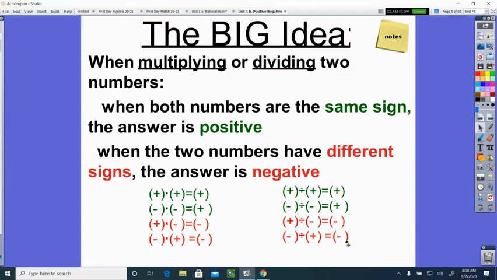Now, I have a silly little story. If you are good with this idea, that's great. But I have a little story that I use sometimes to kind of keep this in mind. My story only works. Did everybody hear the word only? It only works for multiplication and division.